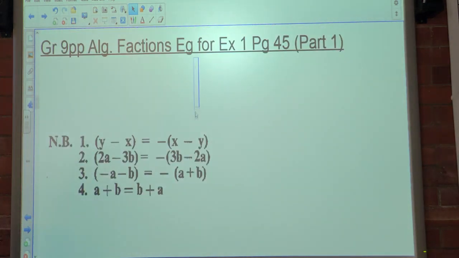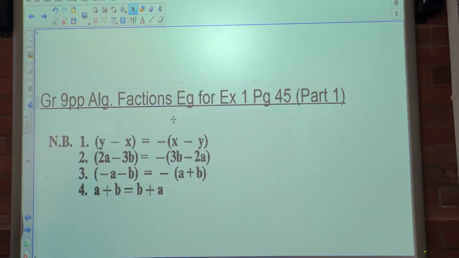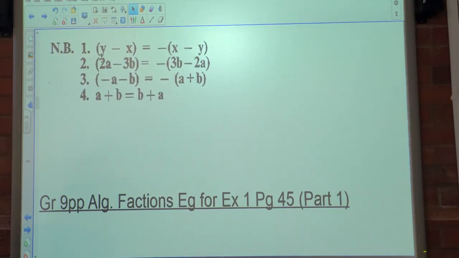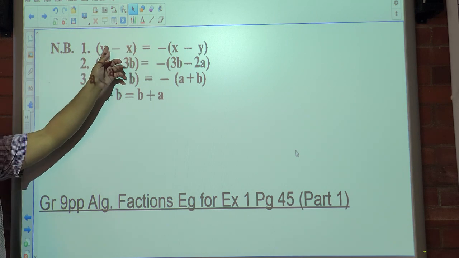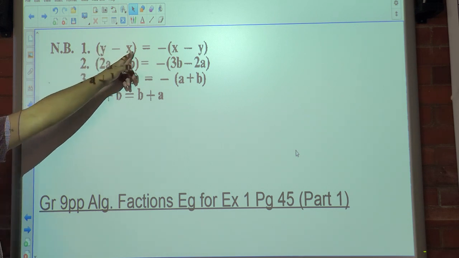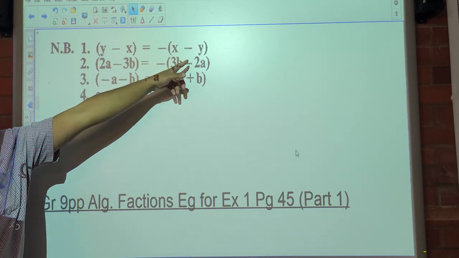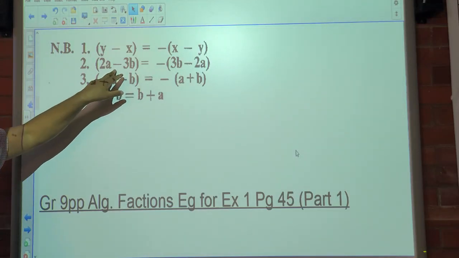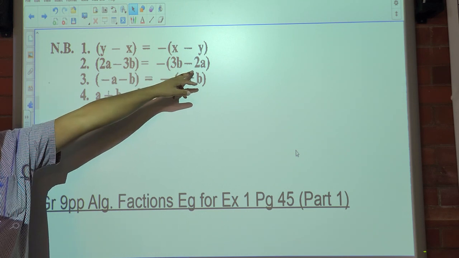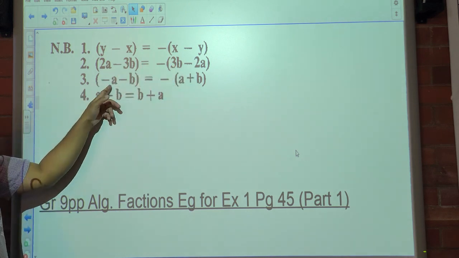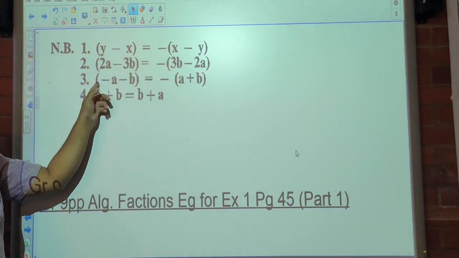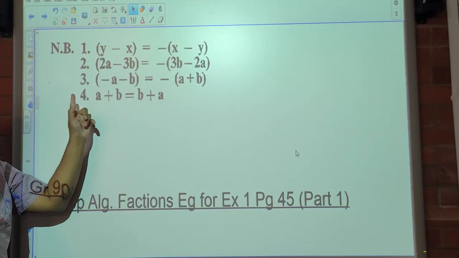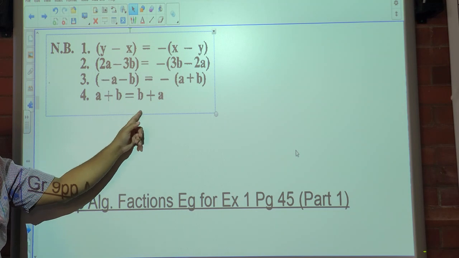Alright, people, here's a little note I want you guys to make again. NB, important to note. We just highlighted this already. That y minus x is equal to minus x minus y. 2a minus 3b can be written as minus brackets 3b minus 2a. Minus a minus b, we're going to take out negative as a common factor. And you must also remember that a plus b is the same as b plus a.